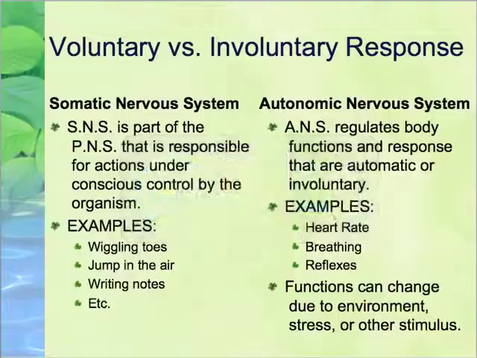Now, before we describe that a little bit more, the word auto generally means self. So the autonomic nervous system really means the self nervous system, the one that takes care of itself. All right. Now, examples of this include our heart rate, our breathing, and our reflexes. These are things that we don't have to control. The autonomic nervous system takes care of them.